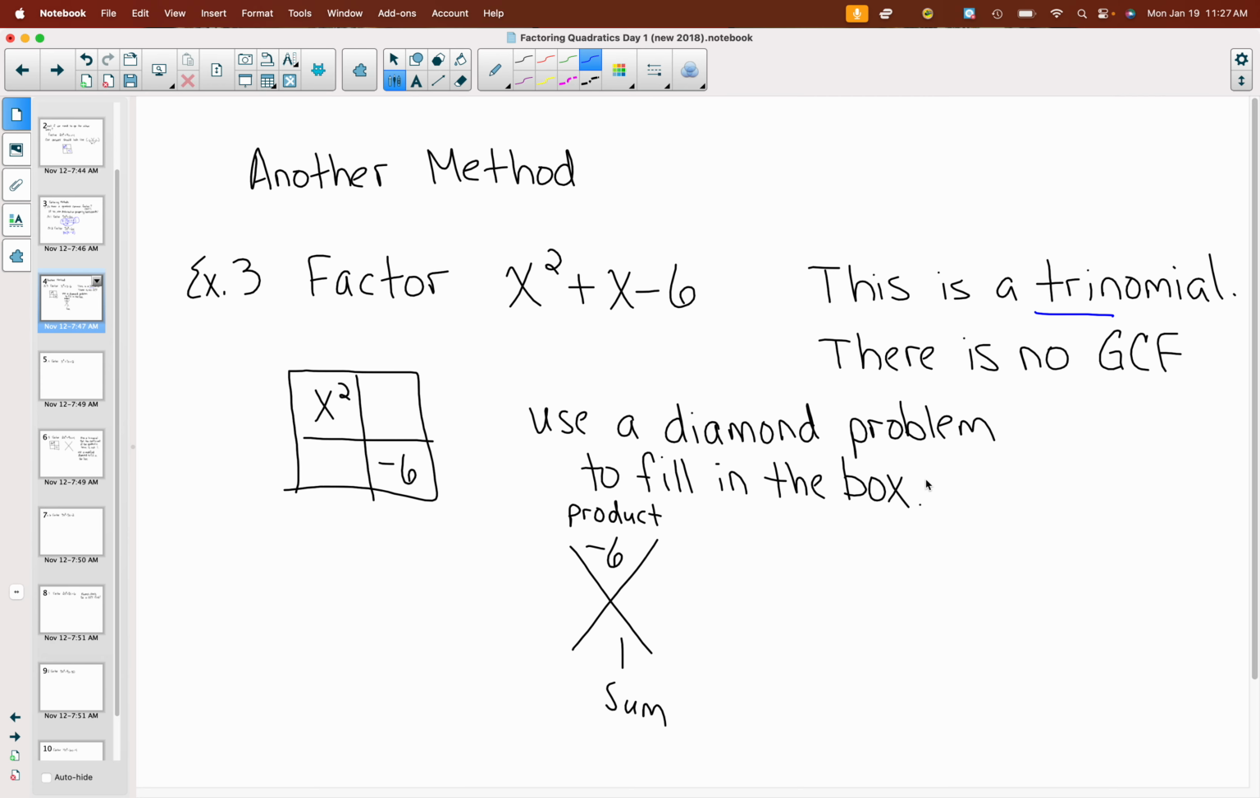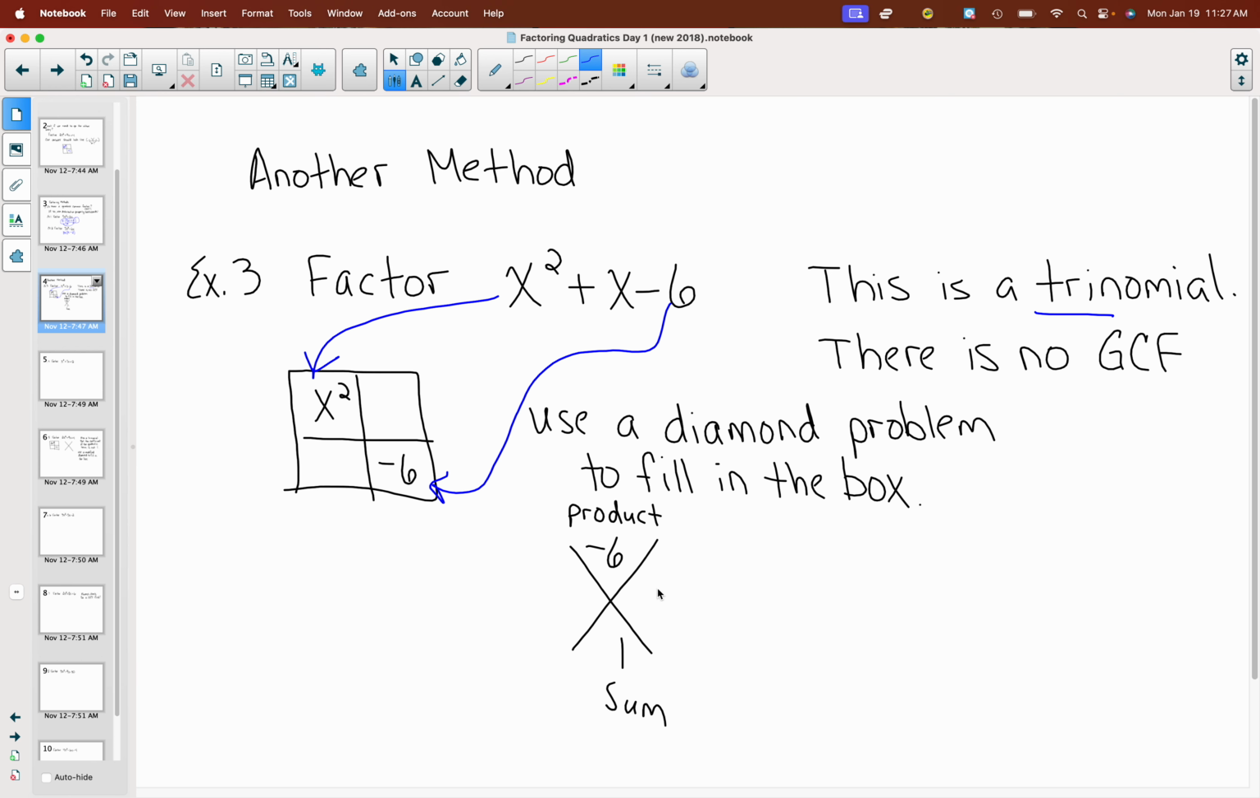If you remember, we talked about diamond problems, where we had a worksheet where you did these diamond problems and then you had to find products and sums. So we can fill in the x squared. So this x squared is going to get filled in this box. The constant that doesn't have a variable attached gets filled into this box. We're going to use a diamond problem to help us figure out how to fill in the x's.